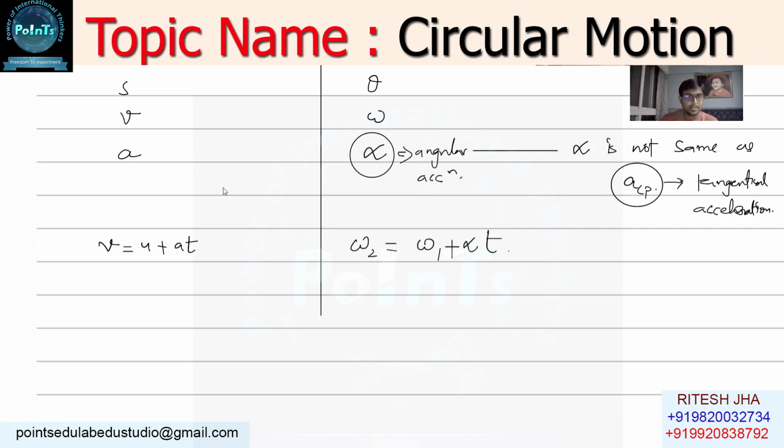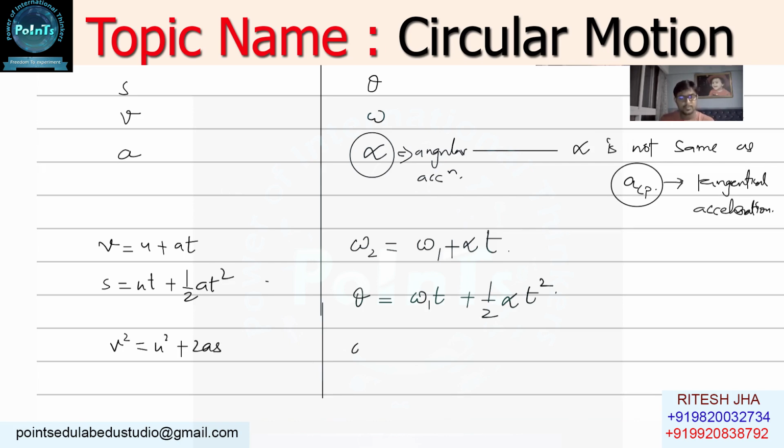So now further, if we write s equals ut plus half at squared, the analogous thing for rotational dynamics is theta equals omega 1 t plus half alpha t squared. Then we have v squared equals u squared plus 2as. Similarly, we have omega 2 squared equals omega 1 squared plus 2 alpha theta.